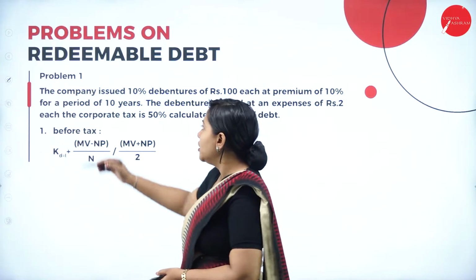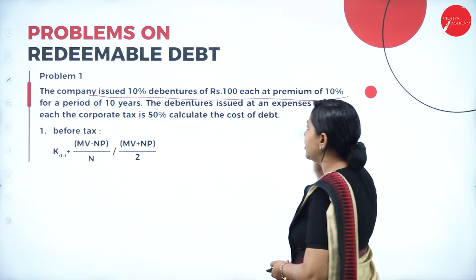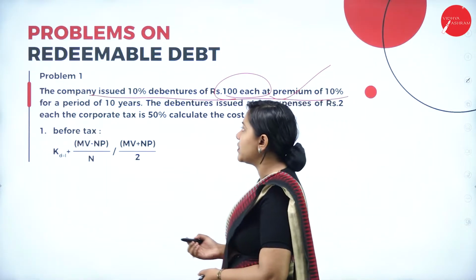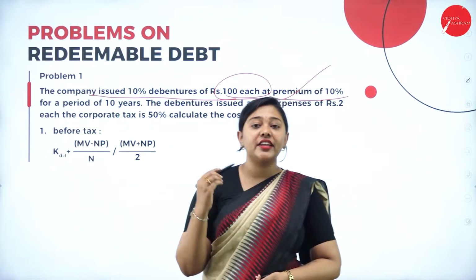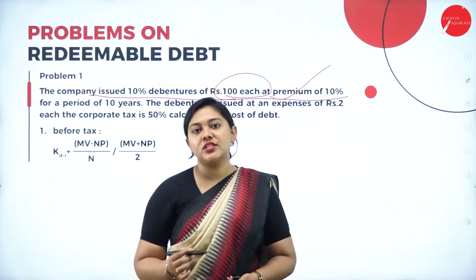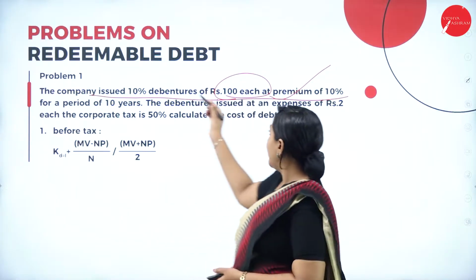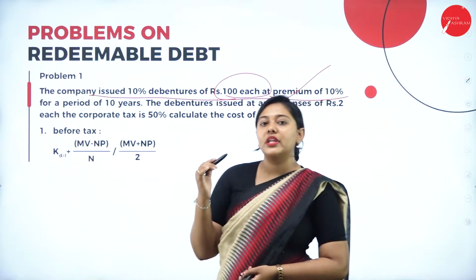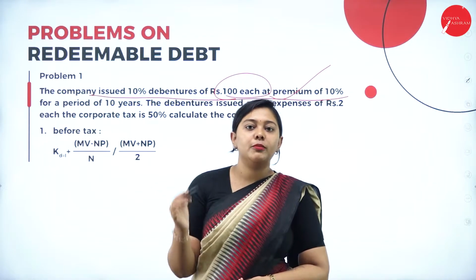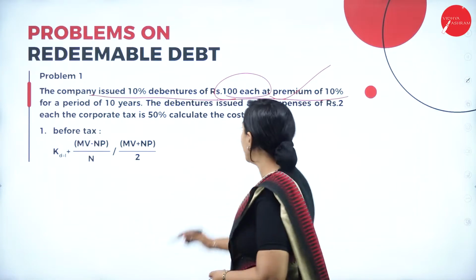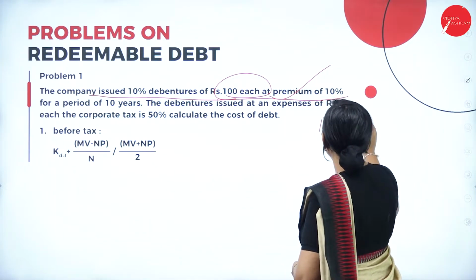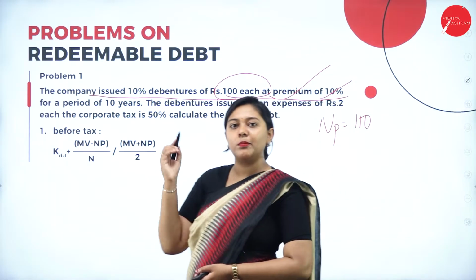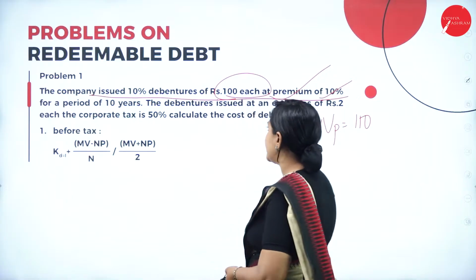Problem number 1. The company issued 10% debenture of rupees 100 each at a premium of 10%. So while issuing only, they are issued at a premium. So net proceeds will be 110. So 100 into 10%, it is 110. While issuing only, the company has issued at a premium, not at a par. So net proceeds will be how much? Net proceeds will be 110. How did you get 110? 100 into 10%, 10 rupees, 100 plus 10, 110 is the net proceeds.